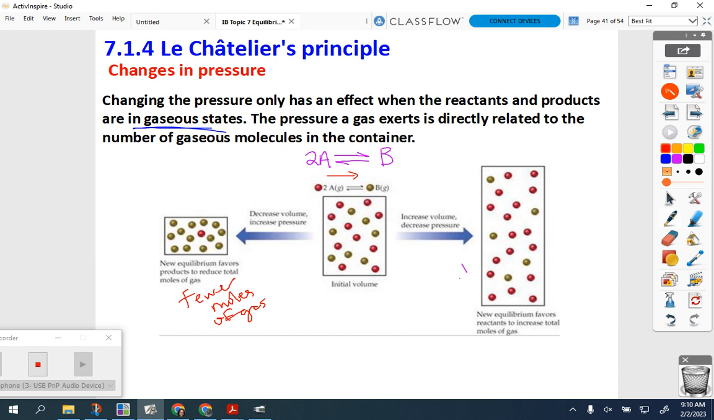If we instead decrease the pressure by increasing the volume of this system at equilibrium, then it's going to favor the production of more moles of gas to fill up that space. This effect is going to drive the reaction backwards to make more moles of gas, to try to make the pressure as close to what it was before at equilibrium as possible. So we're counteracting whatever we did by driving the reaction in the opposite direction.